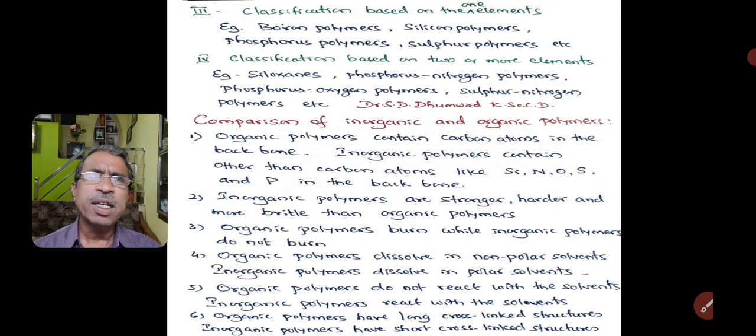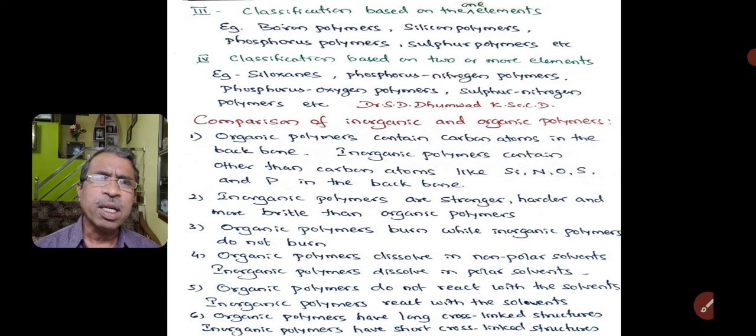Coming to the third type of classification, this is based on one element, like boron polymers, silicon polymers, phosphorus polymers, sulfur polymers and so on. The fourth classification is based on two or more elements, that is siloxanes, phosphorus nitrogen polymers, phosphorus oxygen polymers, sulfur nitrogen polymers and so on.